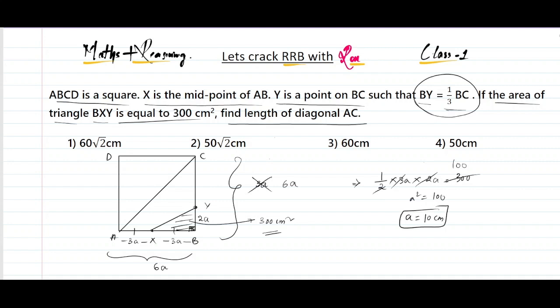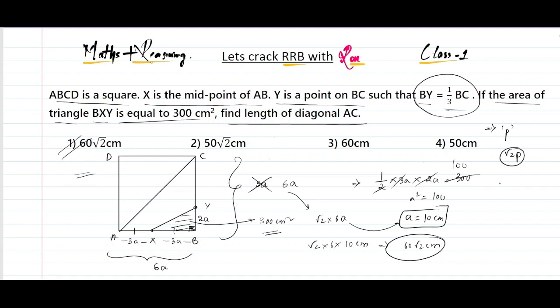Okay, but we need to find AC diagonal here. See, before that, if P is the length of a side of a square, what is the diagonal? Simply root 2 P, right? That's all. So here 6A is the side. So what is the length of the diagonal? Simply root 2 multiplied with 6A only, right? We already got A value 10 centimeters. So root 2 multiplied with 6 multiplied with 10 centimeters. Our answer is 60 root 2 centimeters, which is option number 1 here.